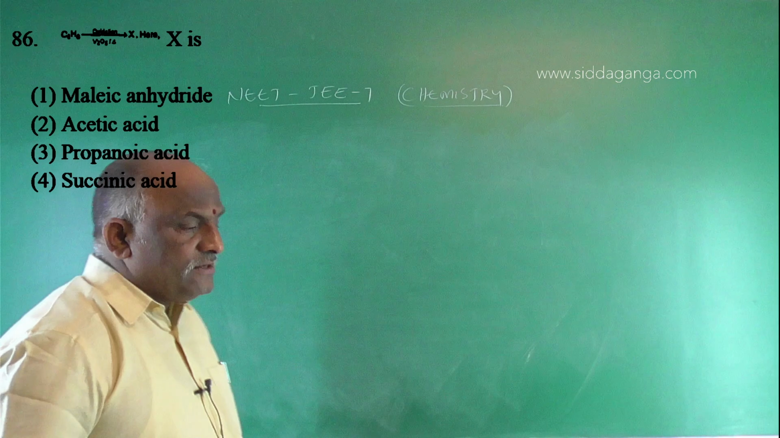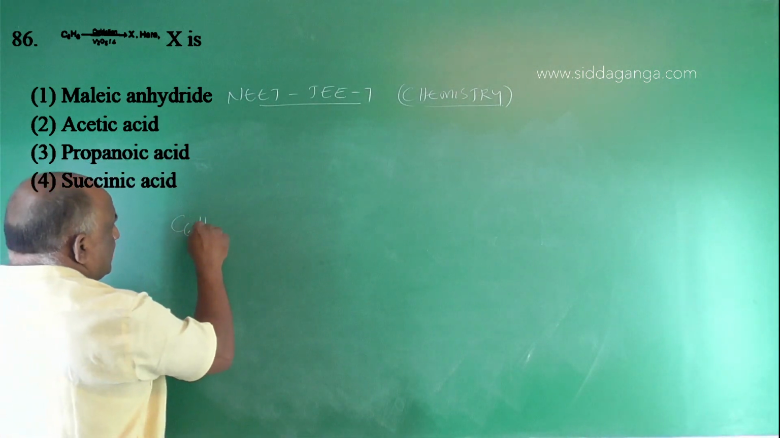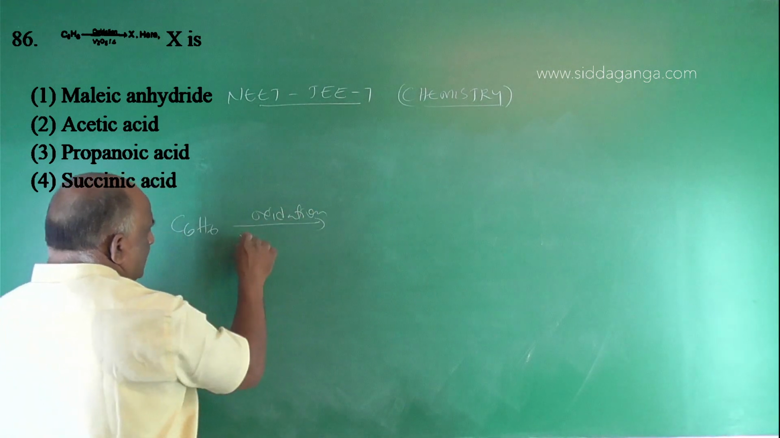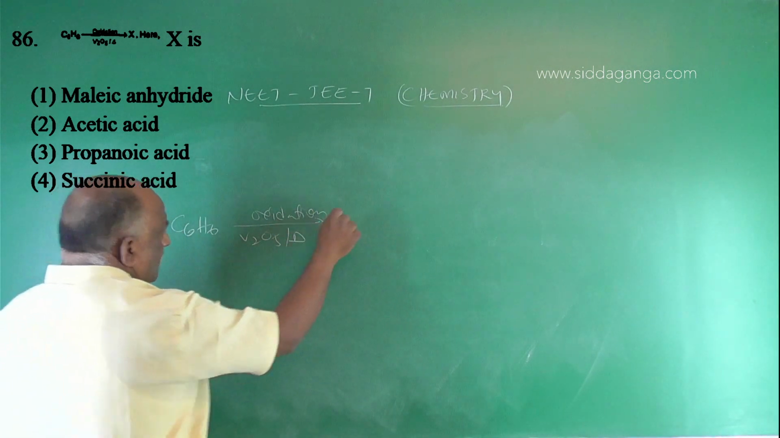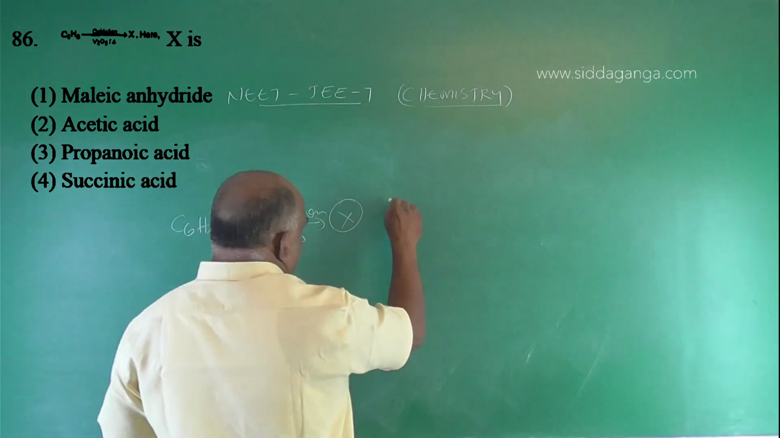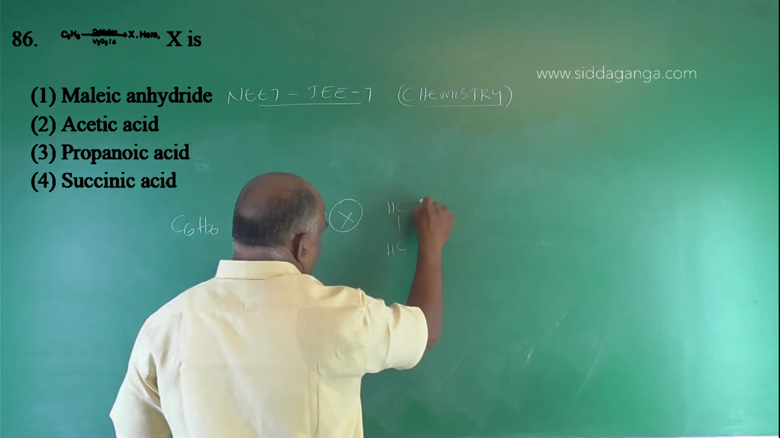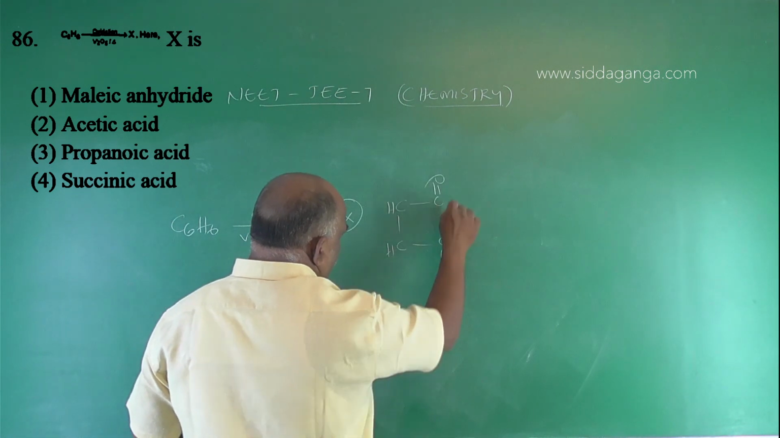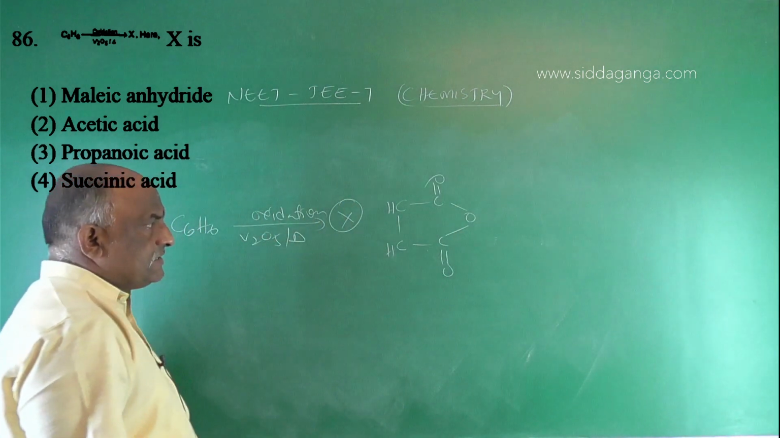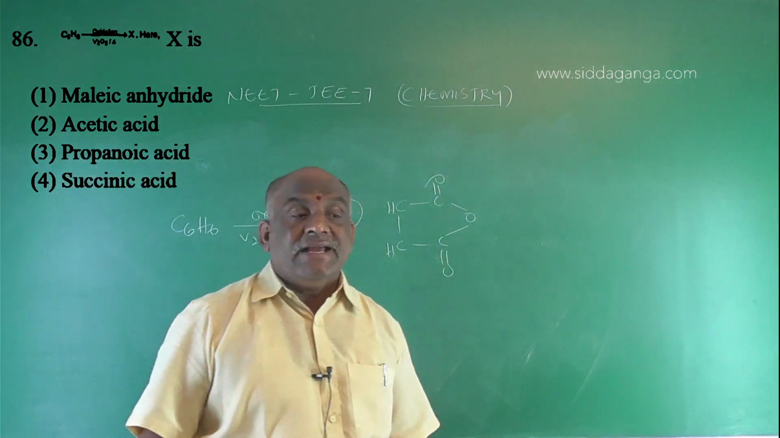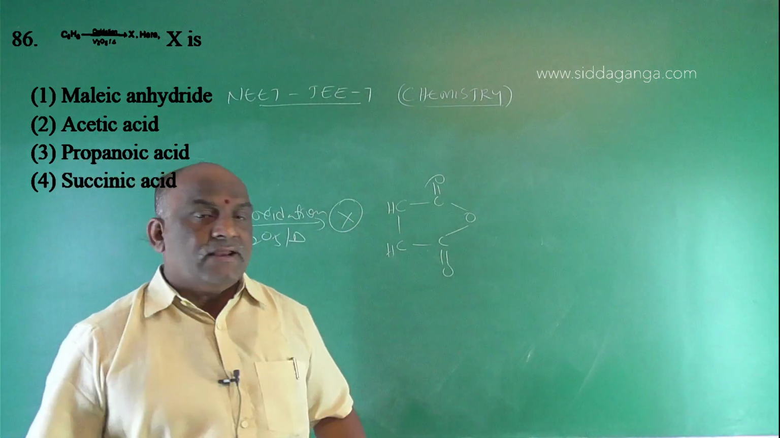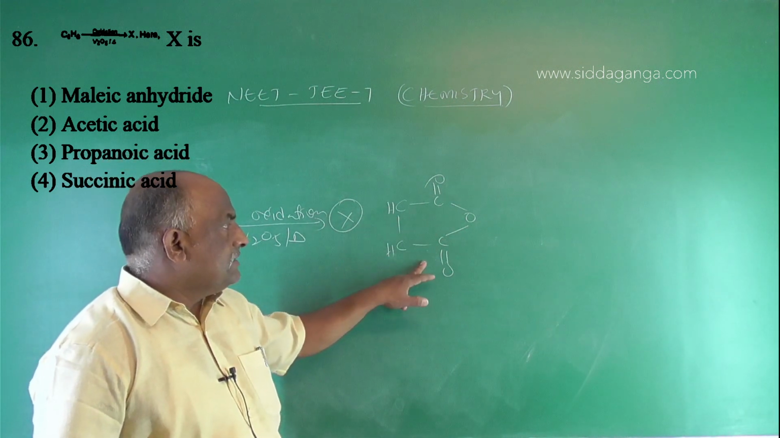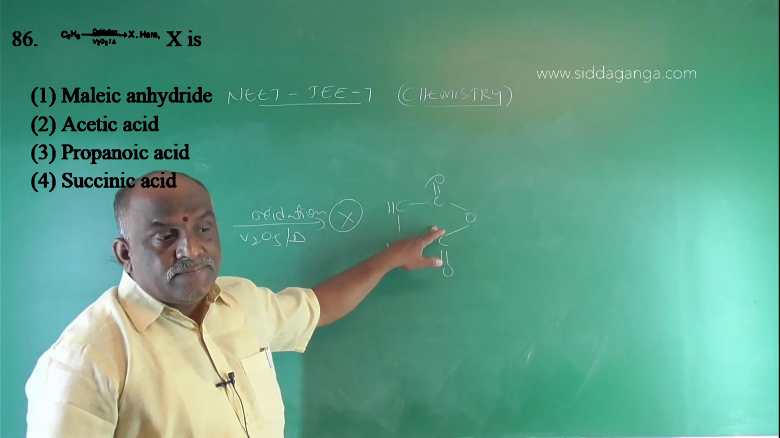Here, what is X? Remember, my dear students, this is benzene on oxidation in the presence of vanadium pentoxide. What is the compound X? X is this one. This X is called maleic anhydride, which can be obtained from maleic acid. So this is called maleic anhydride.